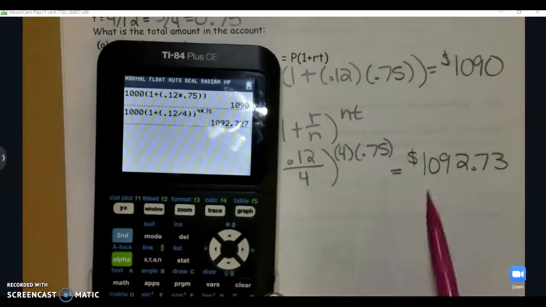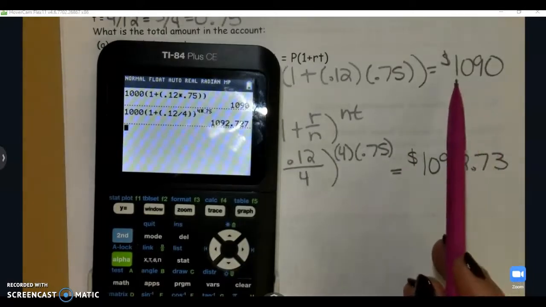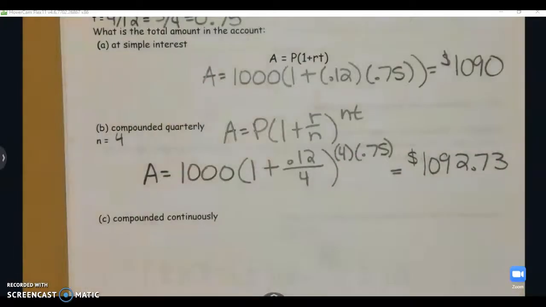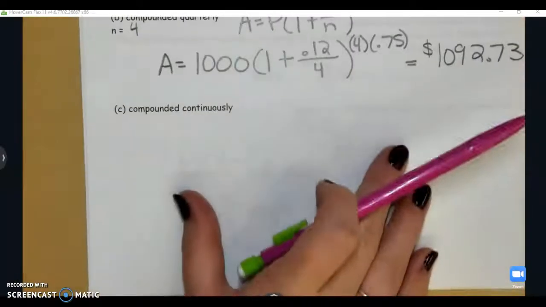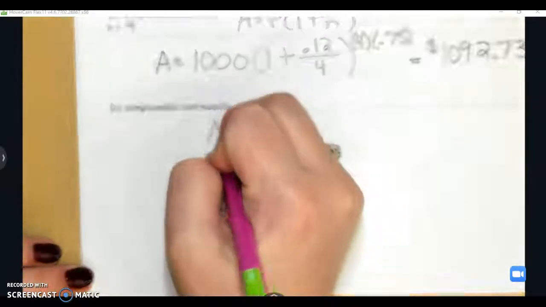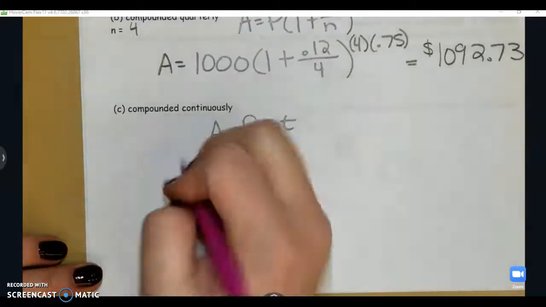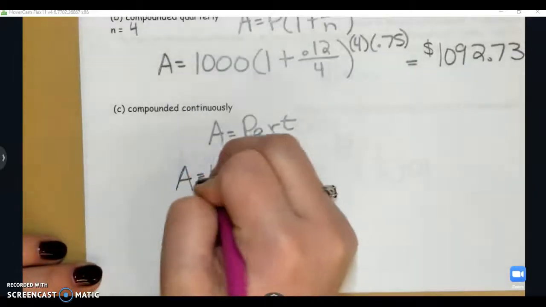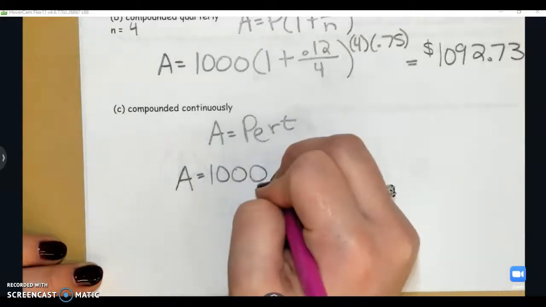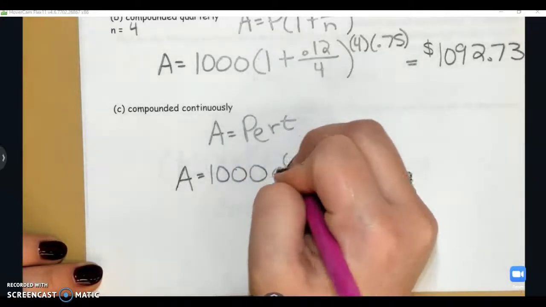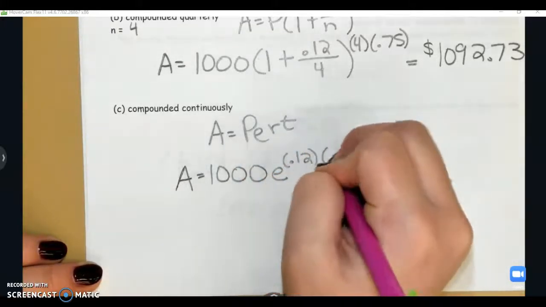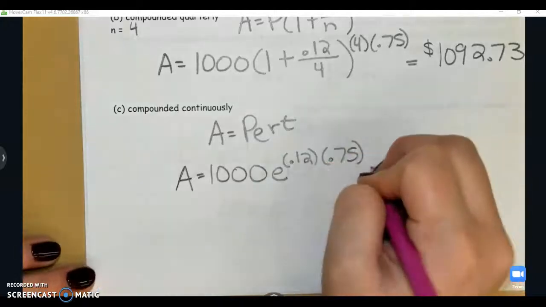So already you can see that this is yielding us more money than if we had it in a simple interest account. Now let's look at if it was compounded continuously. So we are going to be using that other formula that has E in it for this one. So we're looking for the amount when we had $1,000 principal, compounded continuously, 12% interest, for 9 months.